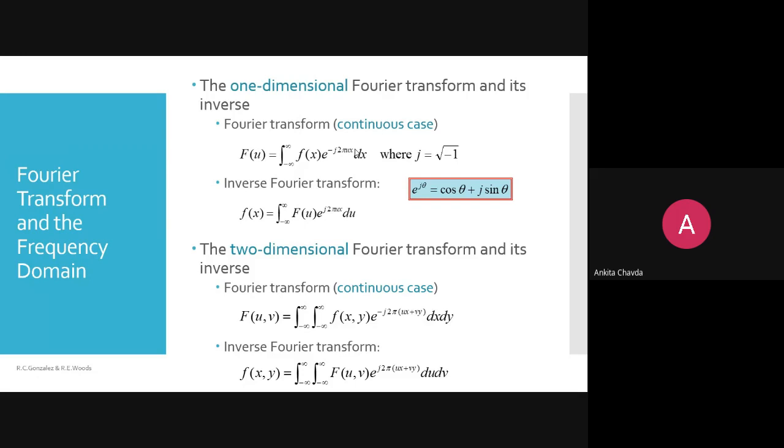Okay? So this is how you get the inverse Fourier transform: f of xy equals this integration of capital F of uv raised to this, du into dv, because you already have u and v, so you apply these dummy variables for the integration as du dv, right?